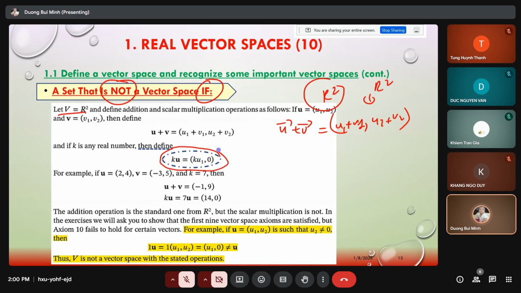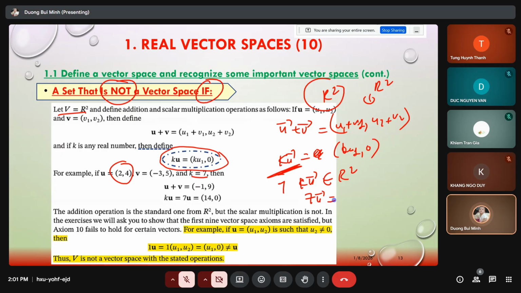But remember this one. If you define k times u as (k u1, 0), you can define this for yourself, because you can define a vector space for yourself. Now k times u should belong to R2, right? And vector u is (2, 4). Now k is 7, so 7 times vector u, you get what?